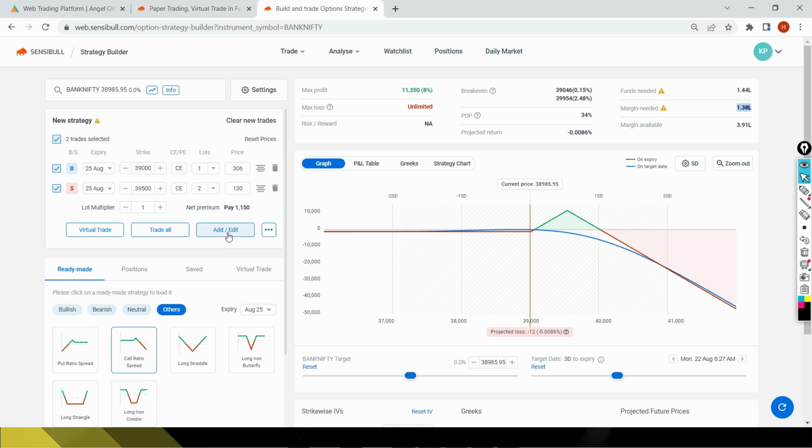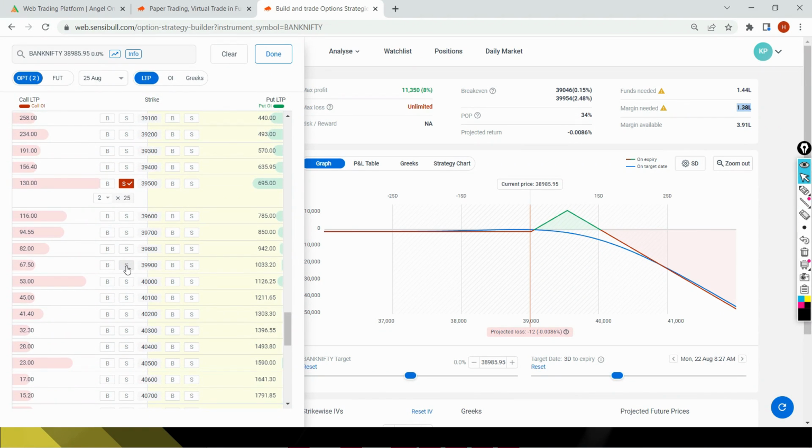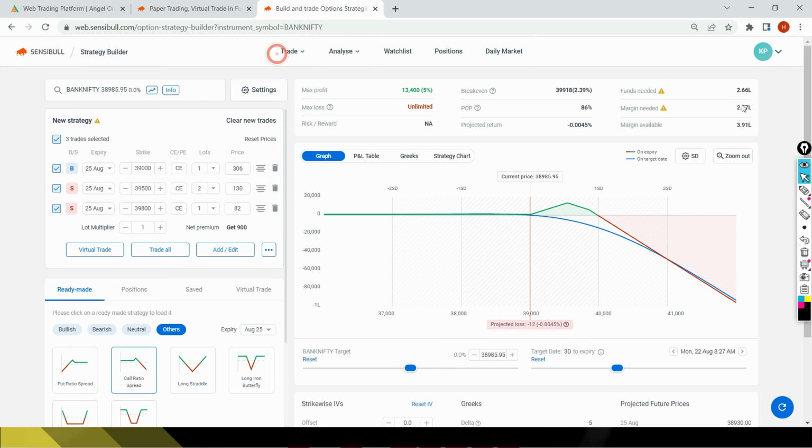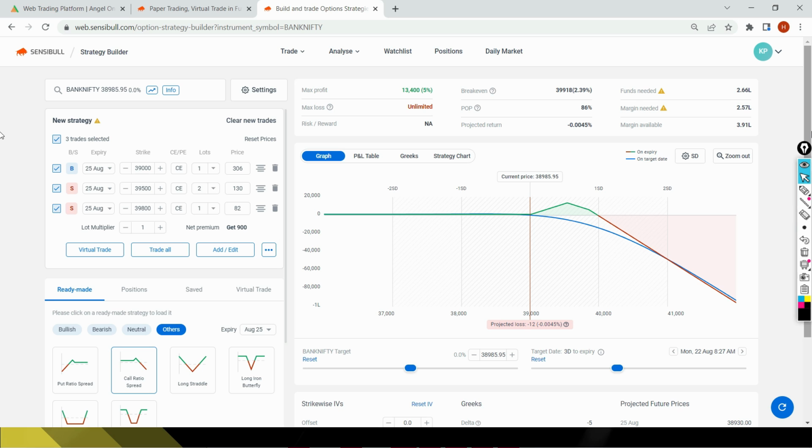I'll go to edit. Okay, I'll try to sell this call. The moment I sell this call, check the capital. It has increased to 2.57 lakhs from, see, I'll deselect, initially 1.38 lakhs. So you need almost 1,30,000 extra capital, but you do not have the capital, but still you wanted to mitigate this loss. See, the moment I sold a call, I was able to mitigate my loss from 1,500 to 900. That's the beauty of doing the adjustment.